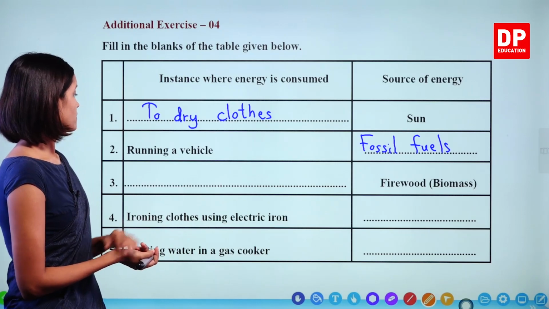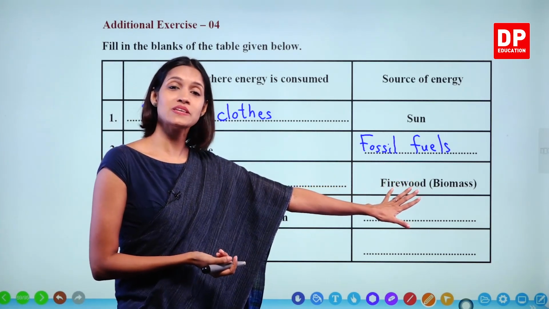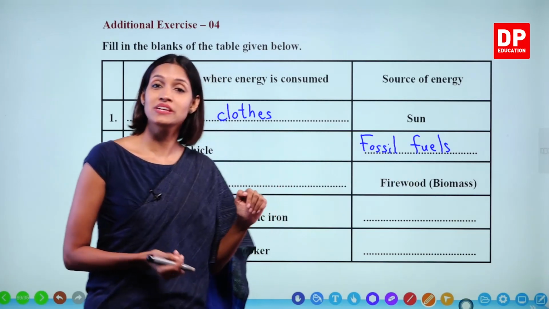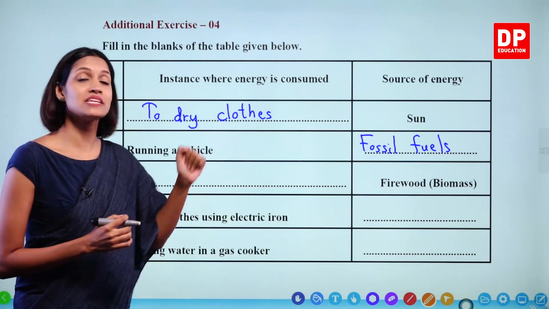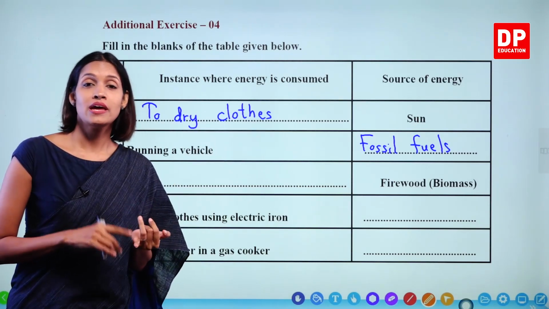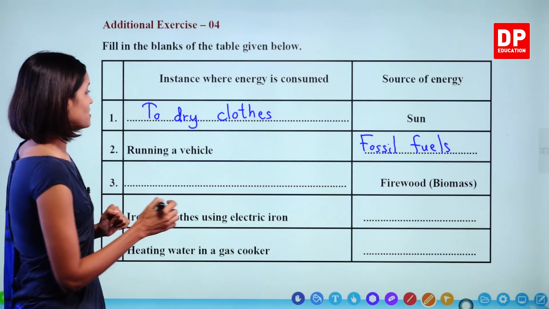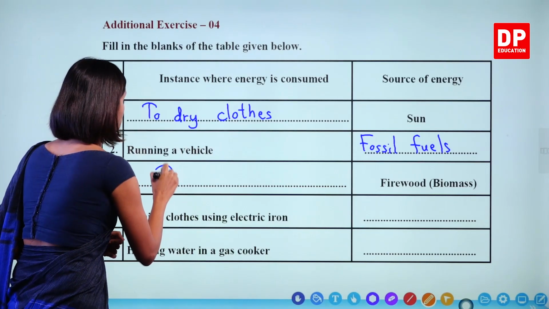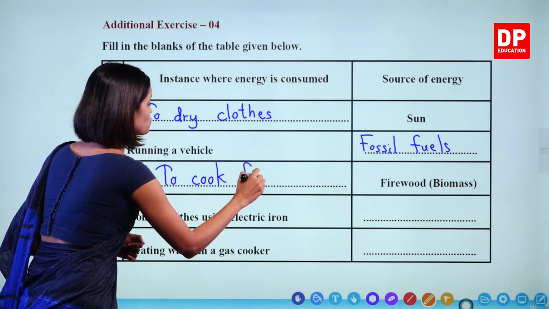Number 3. This side is blank. Firewood or biomass. By burning firewood, we can get energy, heat energy, and we can use that heat energy to cook food and to heat water. Okay, children? So we will write that firewood, to cook food.